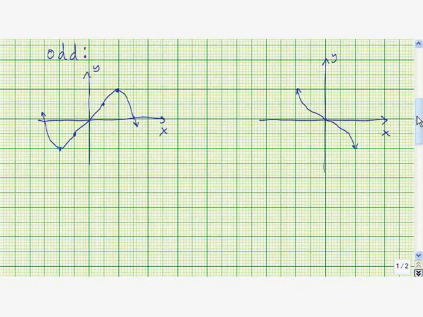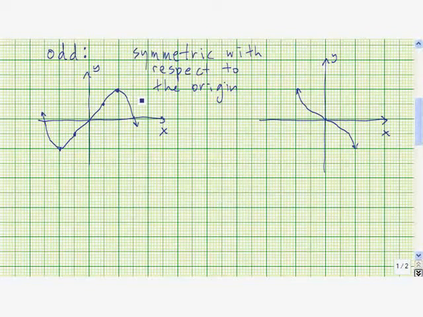Odd functions have a very nice property, which is that they are symmetric with respect to the origin. What that means is that if we take the graph and we spin it halfway around in this direction, this portion of the graph is going to meet up with this portion of the graph. Likewise, if we see over here, if we take this one, spin it halfway around, then this graph is going to match up with this graph.